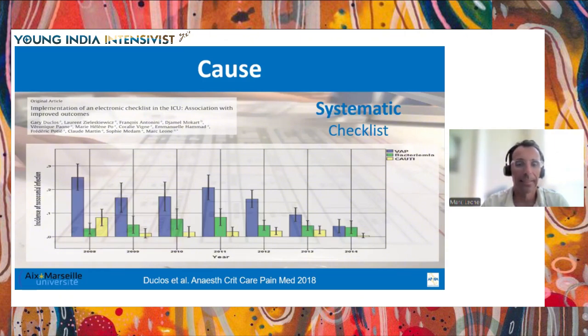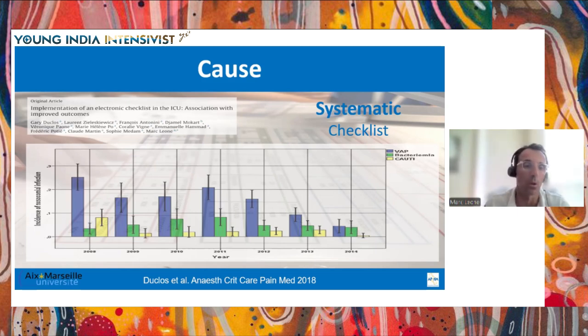To avoid any challenge with lines, with implantable chambers, etc., or invasive devices, what I suggest is to use a systematic checklist. We have done that in our ICU for many years now, and we assessed this process. As you can see on this graph, we have a huge decrease of nosocomial infection.